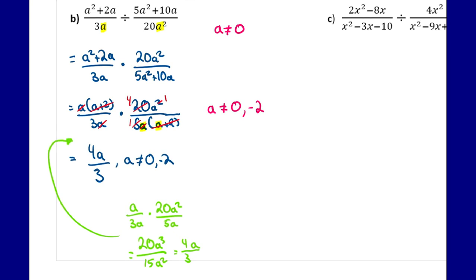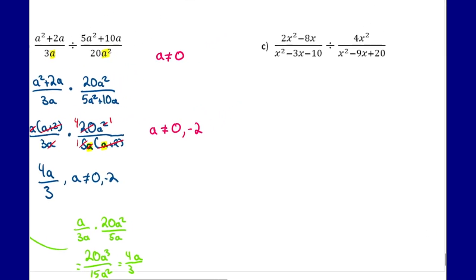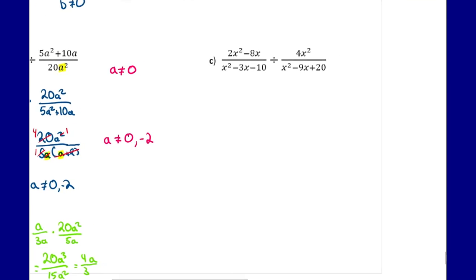If you don't like canceling out the factors, that's similar to what we've been doing. C is our next one, and again, this is just more complex rationals. So again, let's go through and take a look. Looking at my denominators, there's nothing in the denominators that I can do. I can factor, but there are no restrictions that I can state.